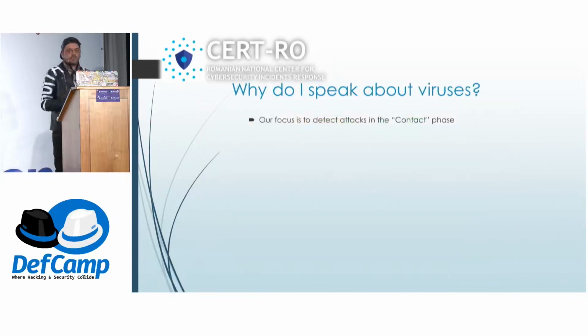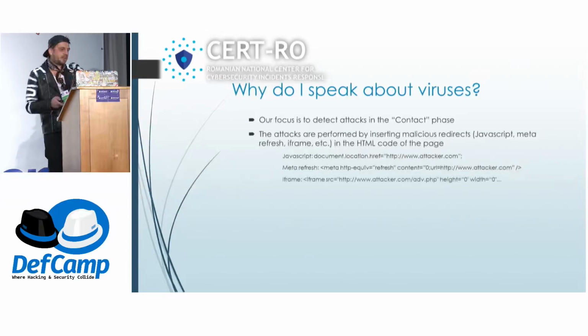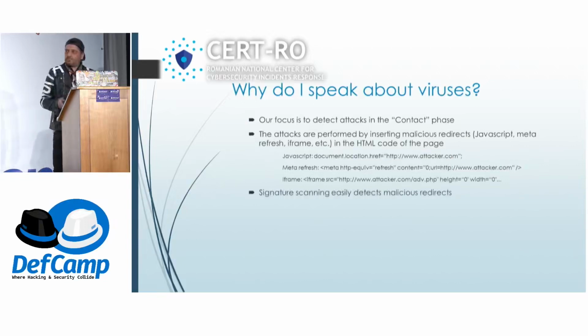Our focus is to detect the attacks in the contact phase. The attacks are usually performed by inserting malicious redirects, which could be JavaScript redirects, meta refresh tags, iframes, etc., in the HTML code of the page. These are examples of how it can be done with JavaScript, with meta refresh, or how an iframe would look. But signature scanning easily detects malicious redirects.